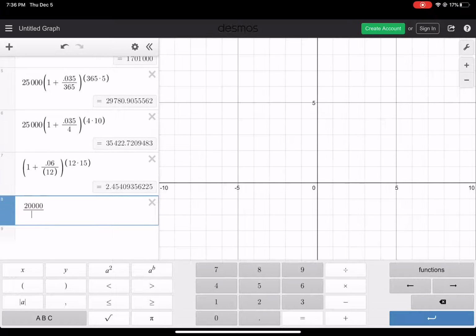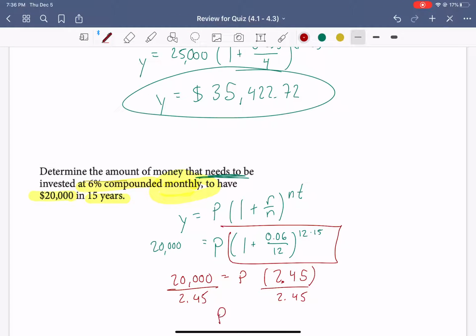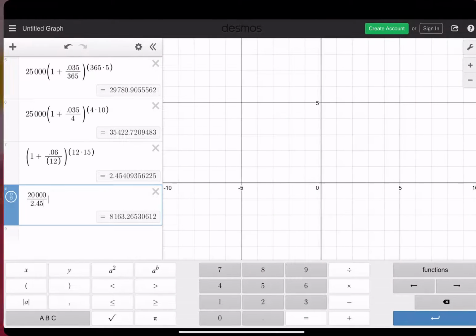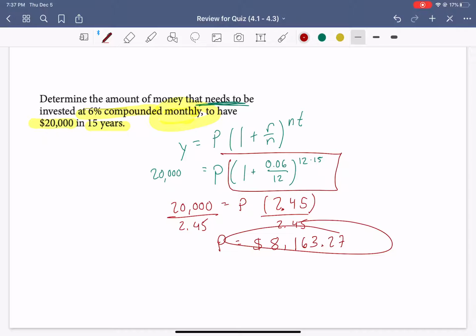$20,000 divided by 2.45. So it looks like we only need to put $8,163.27. So if we put that into the bank as soon as our child was born and we had 6% interest compounded monthly, by the time our child gets about driving age, we could buy them a nice $20,000 car, which who knows what that would actually buy us in 20 years. So that was the end of our examples for when we used this equation.